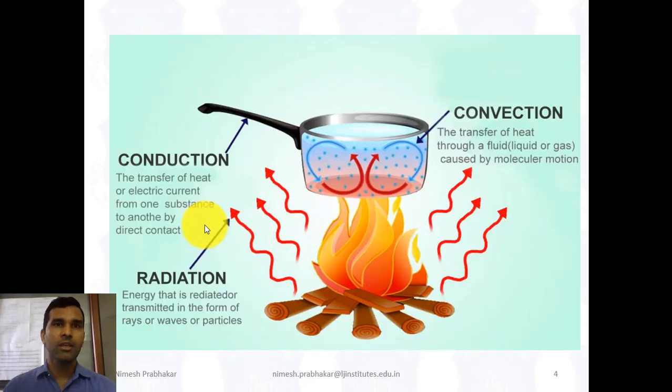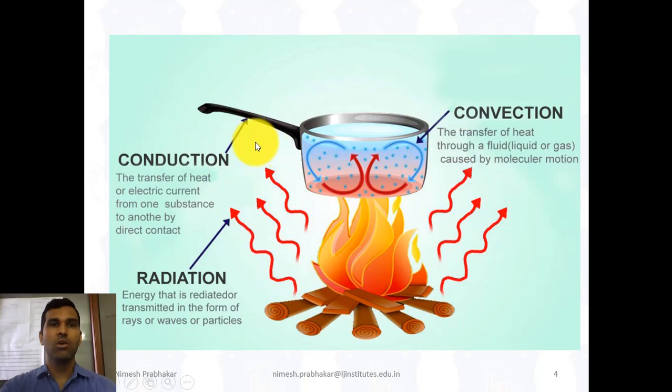Now from this figure we understand the basic heat transmission, heat transfer through three phenomena. First one is conduction, second one is radiation, and third one is convection. By using this example, we can understand these three phenomena. First, heat transfer by conduction. In this phenomenon, heat or electrical current is transferred from one substance to another by direct contact.